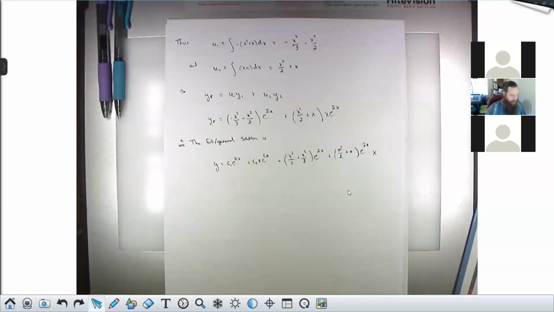And the best part is that it works for other things too. Like I said, this is an equation we could have solved using annihilators and undetermined coefficients. There are many problems that you couldn't solve using annihilators and undetermined coefficients that you can solve with variation of parameters. So let's see if we can find something slightly more exotic.